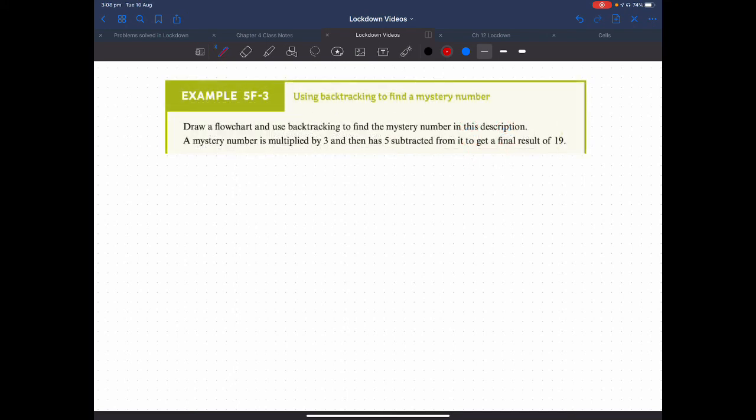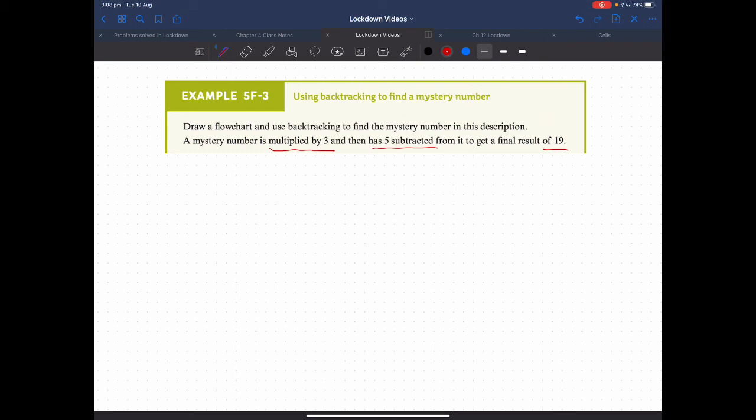In the third example, it says to us, draw a flowchart and use backtracking to find the mystery number in this description. So we're given a sentence that we will have to interpret. It says a mystery number is multiplied by 3 and then has 5 subtracted from it. And the final answer is 19. So we now have to work out the mystery number.